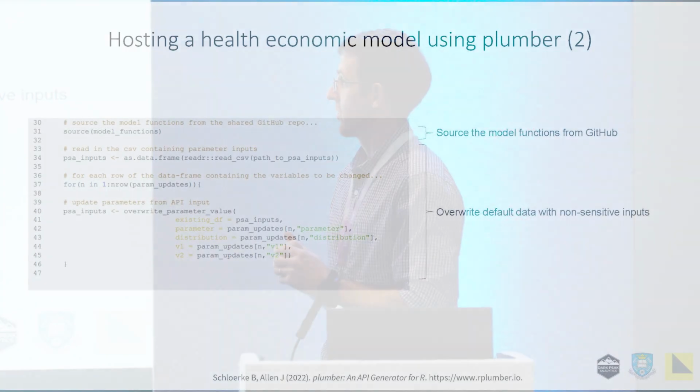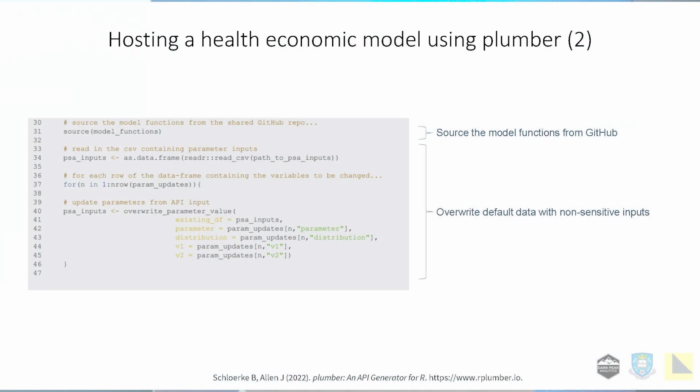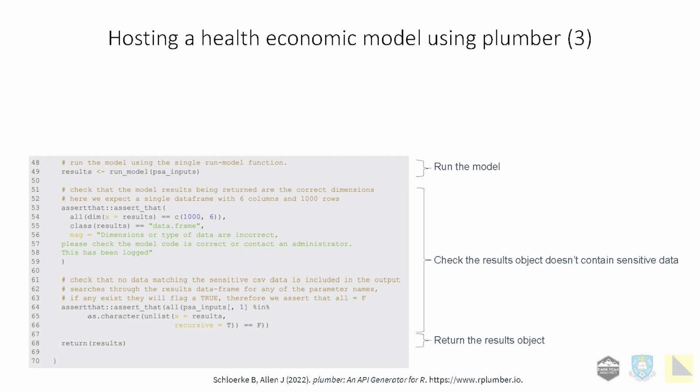And so all this code is doing is it's going to source those model functions, it's going to read in the data that it needs internally, and then it's going to take the data that's passed externally into the model, that's the non-sensitive data, and it's going to combine those two things. It's going to run the model, and then it's going to check that there's nothing that shouldn't be returned, and then it's going to return the results.